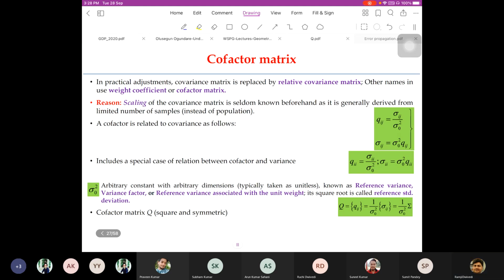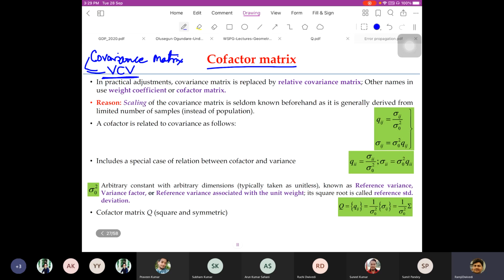So our next discussion point is on cofactor matrix. Now, if you recall, we were discussing about the variance matrix. There is another name by which we popularly call it, variance covariance matrix, but sometimes we also call it the covariance matrix. That's fine. But this is cofactor matrix. It is slightly different from the covariance matrix.